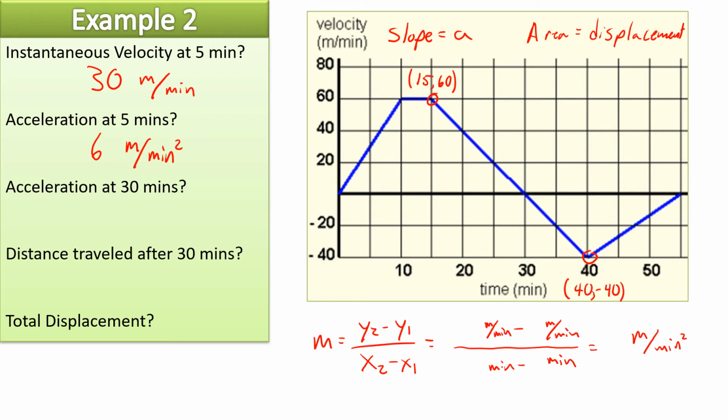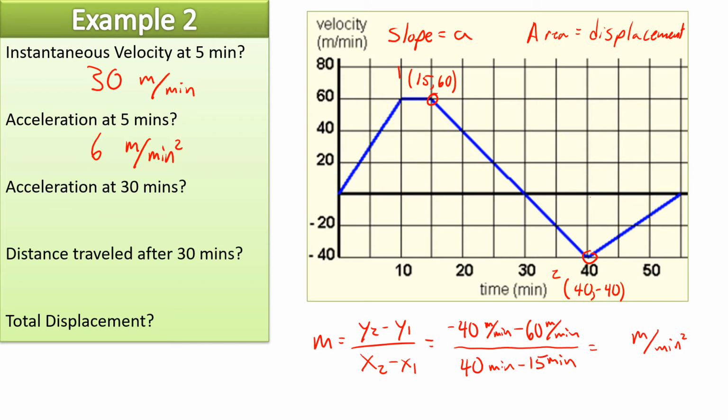So those two points are (15, 60) and (40, -40). This one goes below the x-axis, and you have to keep the negative 40 in there. So I'll plug in my numbers. This is the second point and this is the first point. So y2 is actually negative 40 and y1 is 60, and x2 is 40 and x1 is 15.